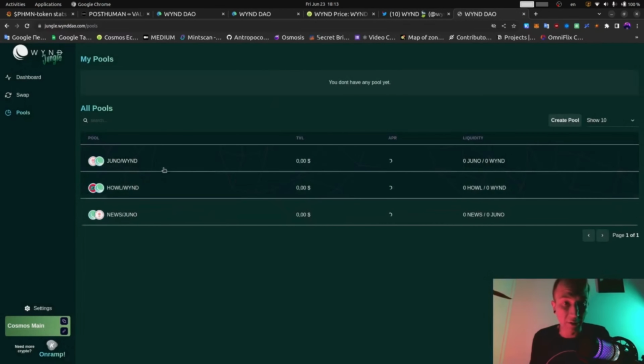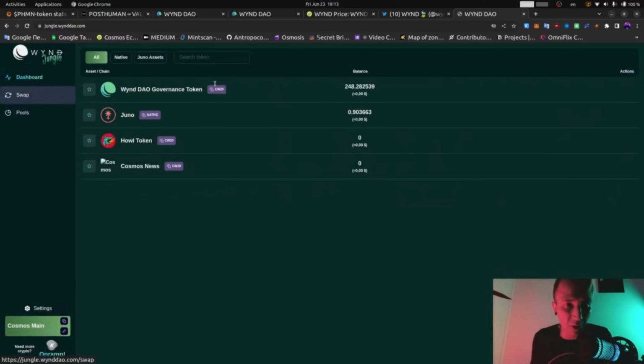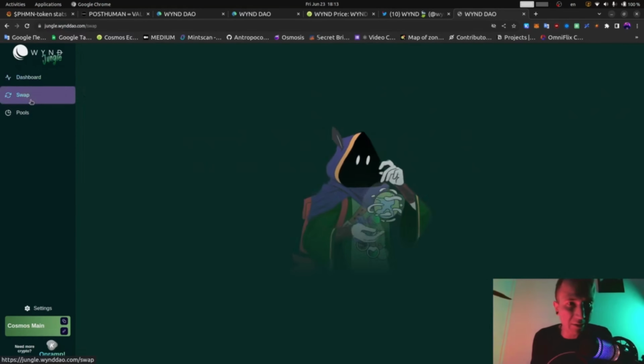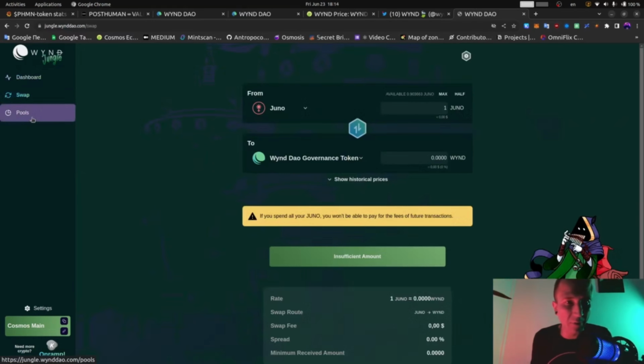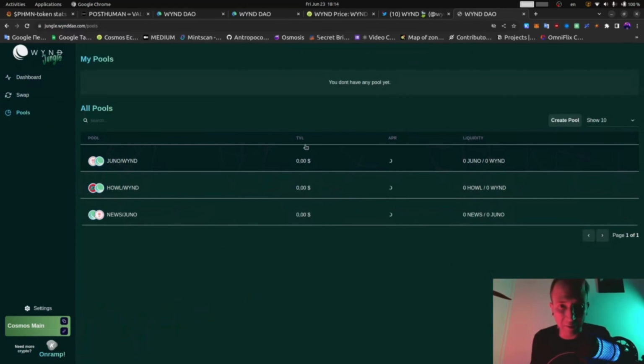Very nice. So we can already see several liquidity pools. It has just started to exist, and if we go to the dashboard, we will see assets, swap, the same, and the pools, and we can see that for now pools is 0, because it has just arrived. So you can be one of the first who will take a place on the Wynd Jungle. If you're interested in creating your own liquidity pool, Wynd Jungle is a very easy possibility to do it.